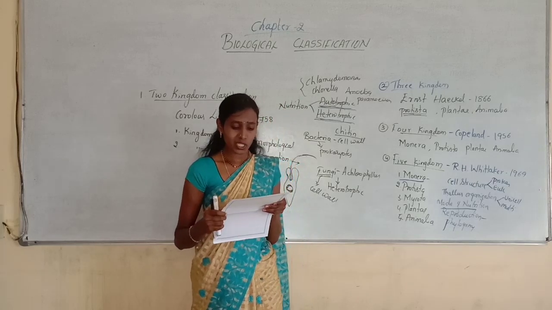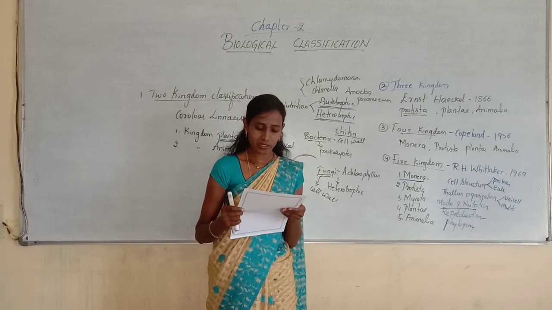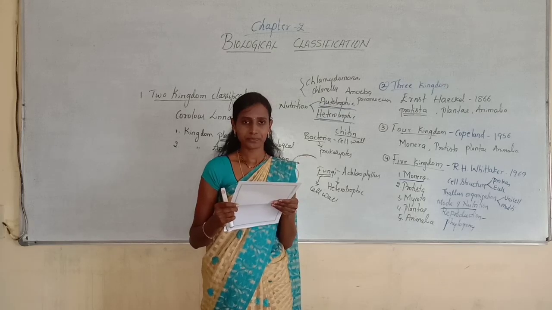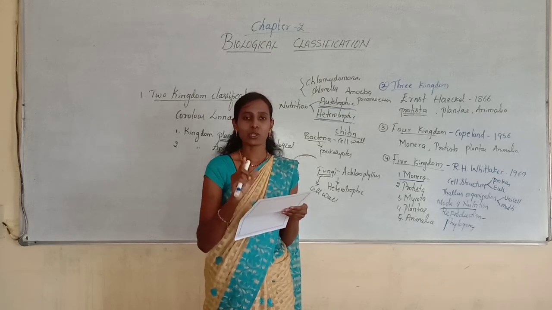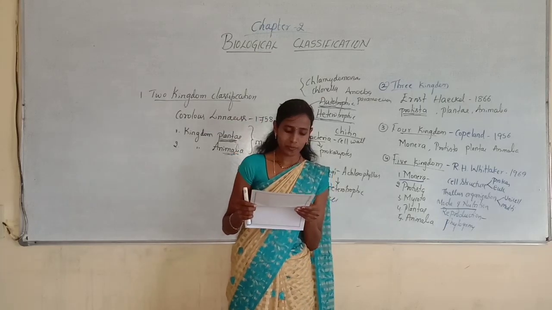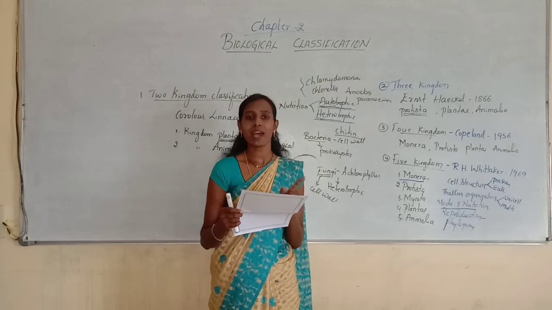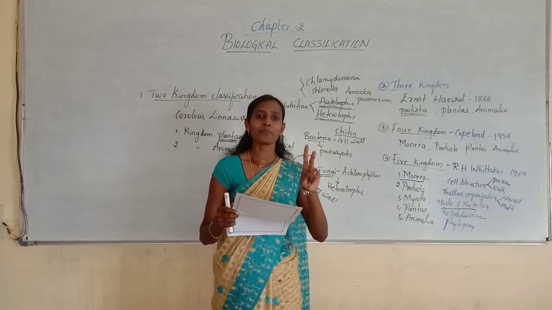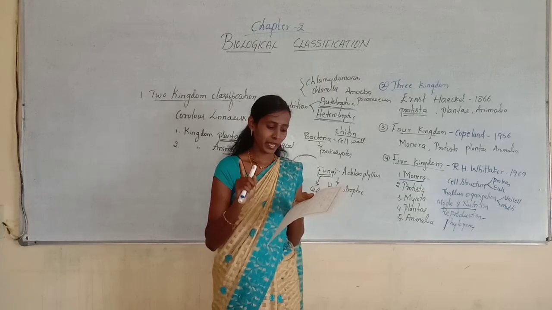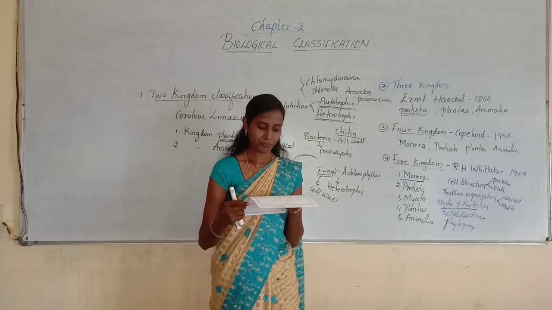And second question: Aristotle classified plants into herbs, shrubs and trees on the basis of option A, anatomical characters, option B, morphological characters, option C, physiological characters, and option D, biochemical characters. You know that Aristotle classified plants into herbs, shrubs and trees based on only morphological characters. Option B. And third question: in how many groups did Aristotle divide the animals on the basis of presence or absence of RBC? So he classified animals into two main groups, Enaima and Anaima, based on the presence or absence of RBC. Here they have given option A 1, option B 2, option C 3, option D 4. You know that there are two types of classification based on RBC.